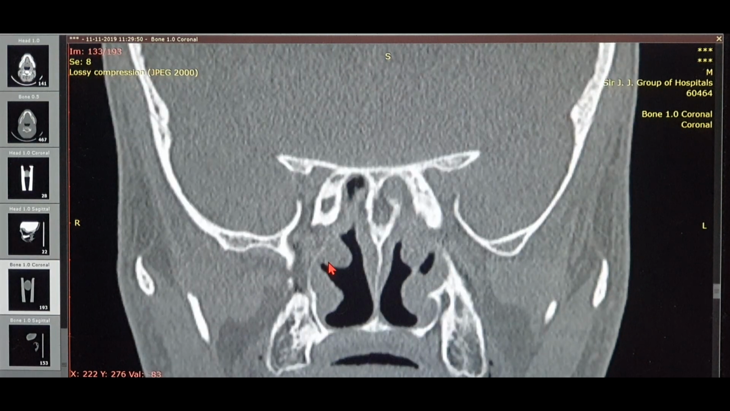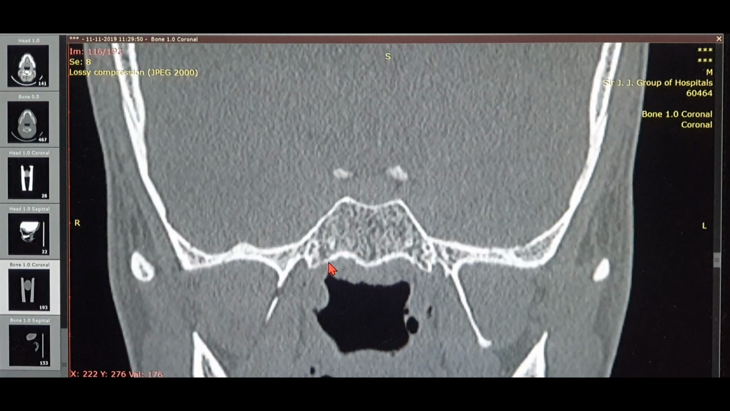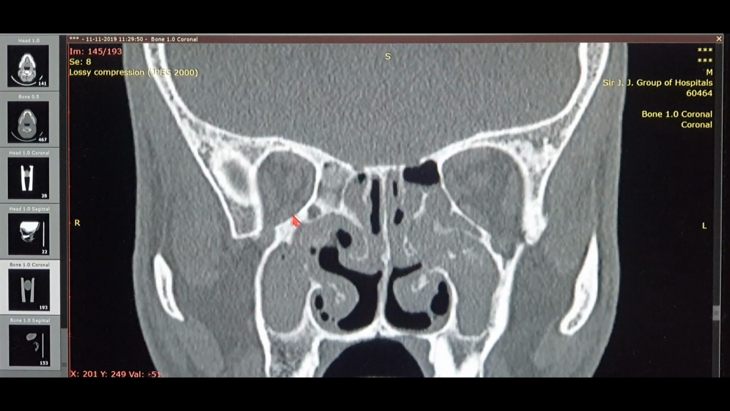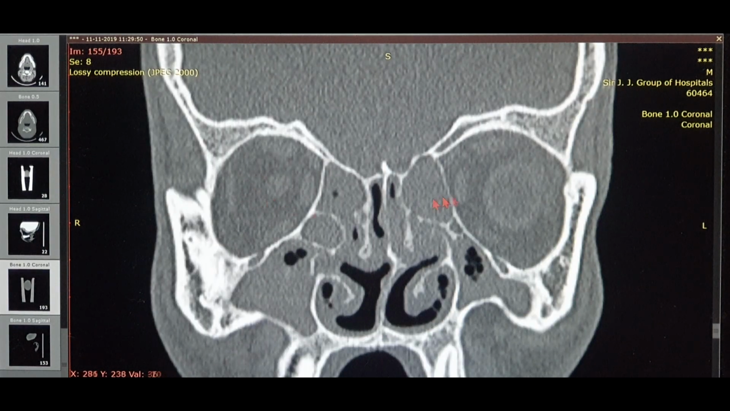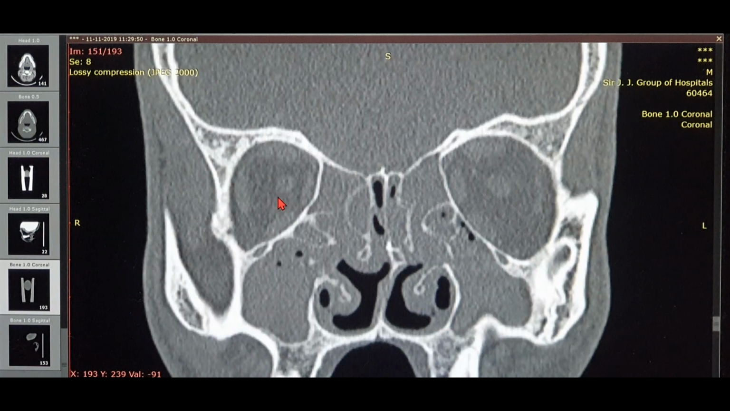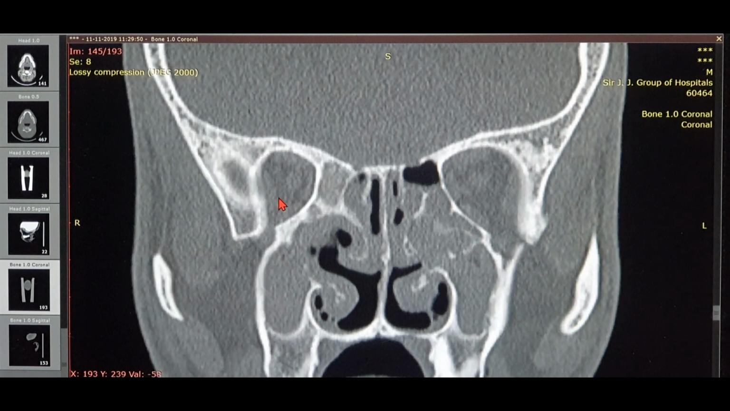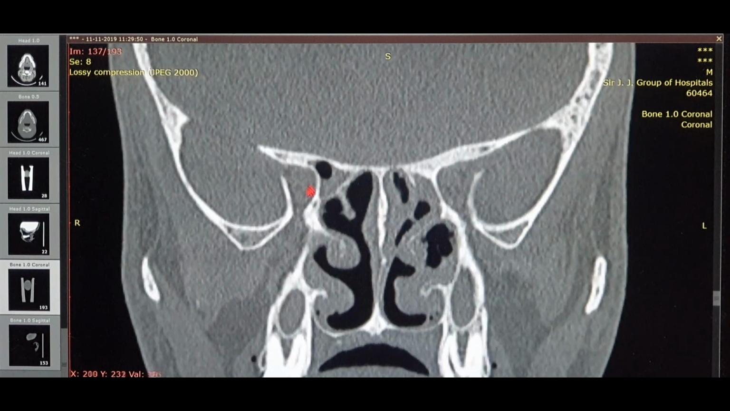Now, he may ask you to locate the orbital apex. It's very simple, guys. You just have to follow the orbit. Just keep on following the orbit posteriorly to its limit. Behind, you can see the end of it.